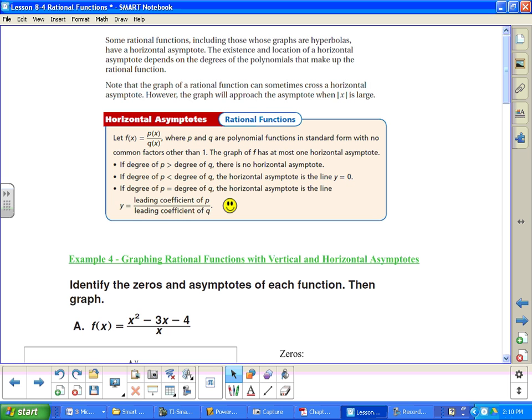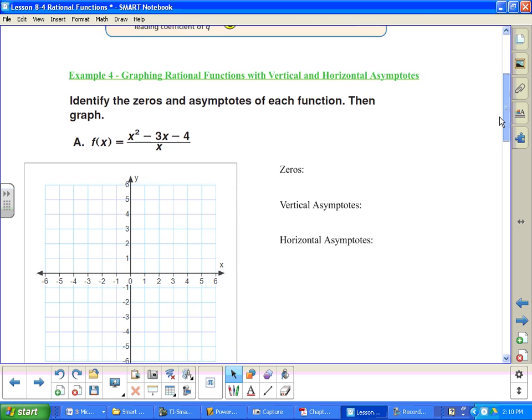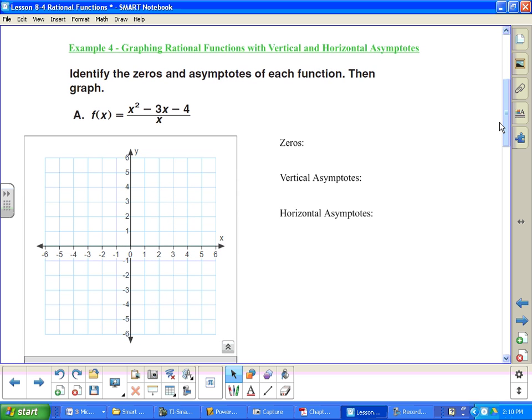Okay. All right. So this problem asks us to identify the zeros and asymptotes of each function, then graph. So the first thing we're going to do is factor anything that can be factored. All right? So the number one thing to do is to factor it.